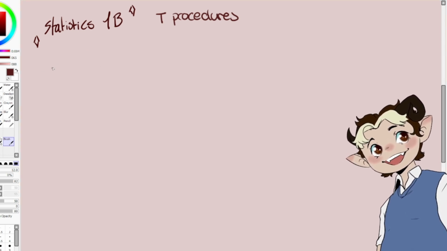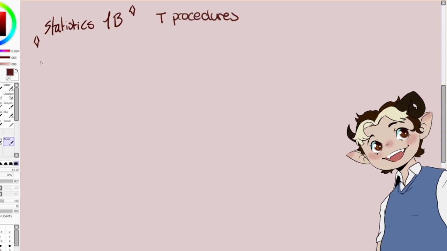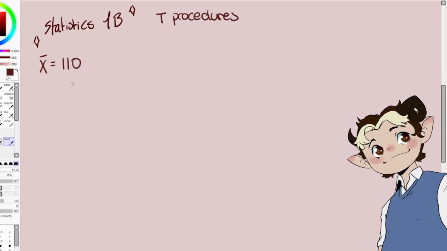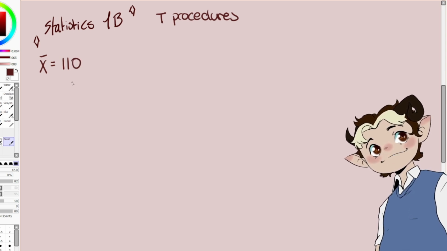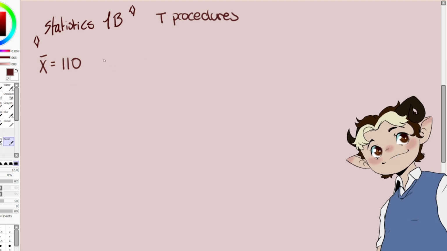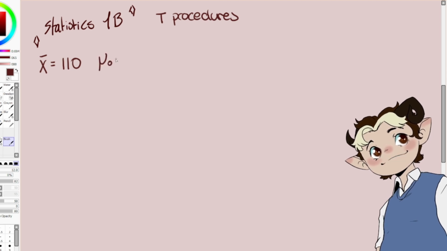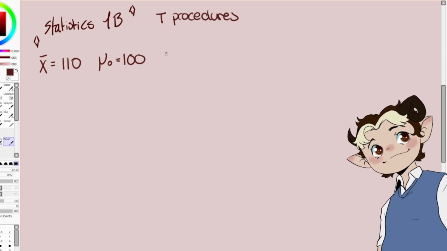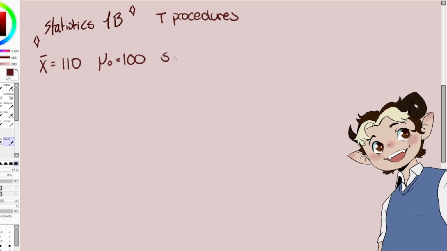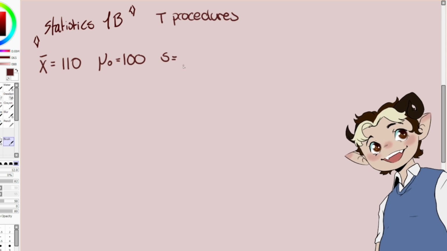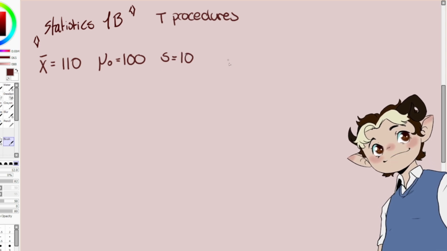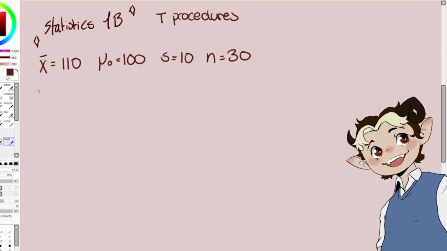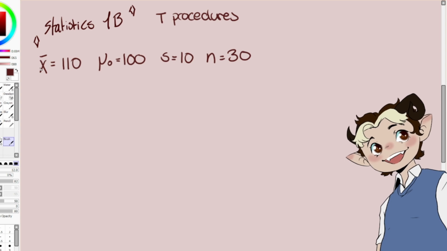Let's have an example, once again with IQ. So we have a group, and in our sample we found that the mean score in our sample was 110. Our mu is still 100. We found our sample group had a standard deviation of 10, and our group had 30 participants. Let's first do the significance test.